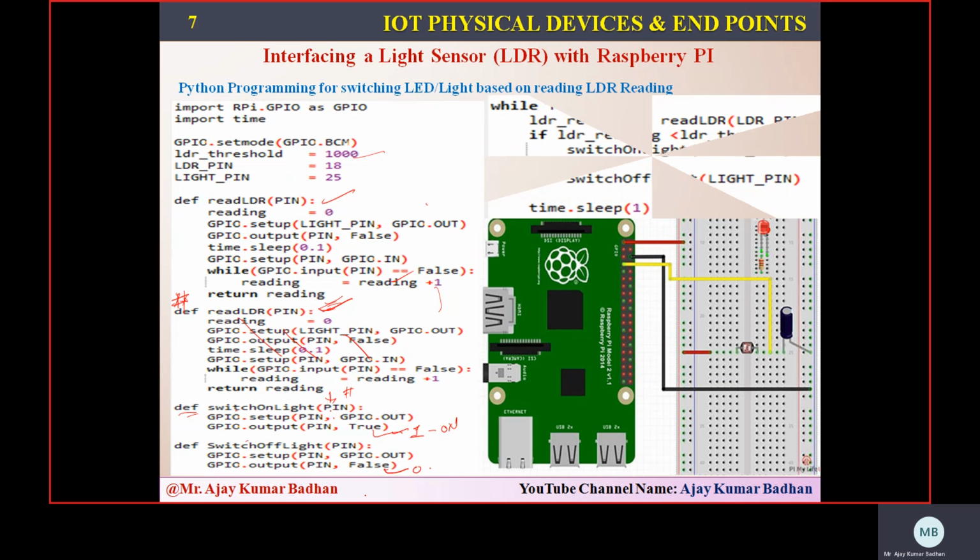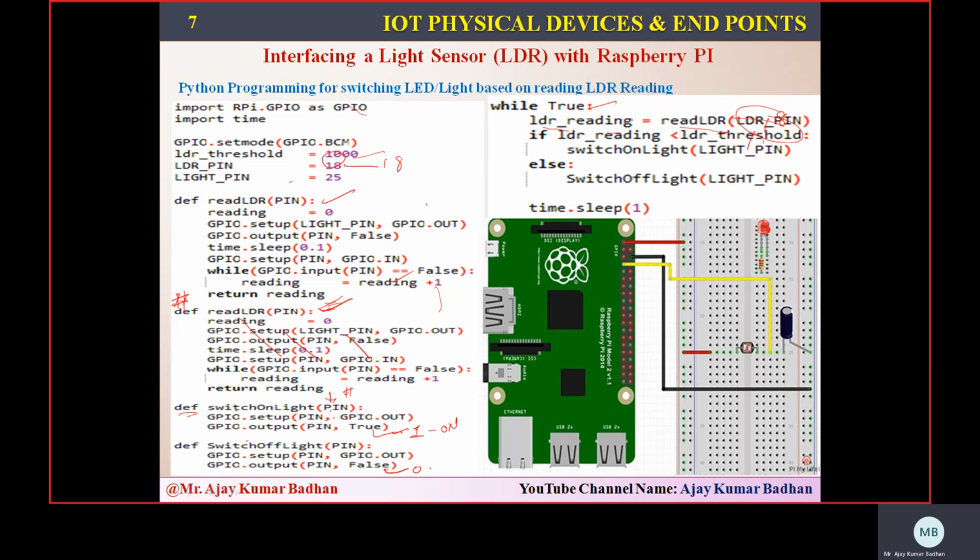And similarly, we need a while loop because it has to repeatedly continue, and this is the statement for that. While condition is true, LDR_reading equals read LDR. So what we are doing, this is a function, read LDR, and this is a pin number, LDR pin. What is the pin number we have for LDR pin here? Yeah, here. It is 18. So that pin is asking you to read here.